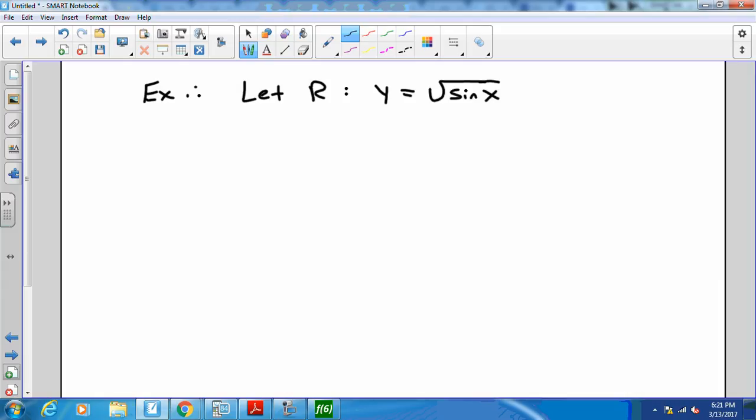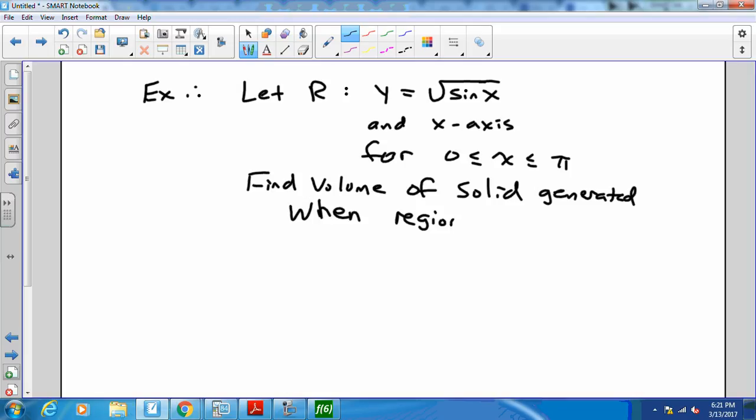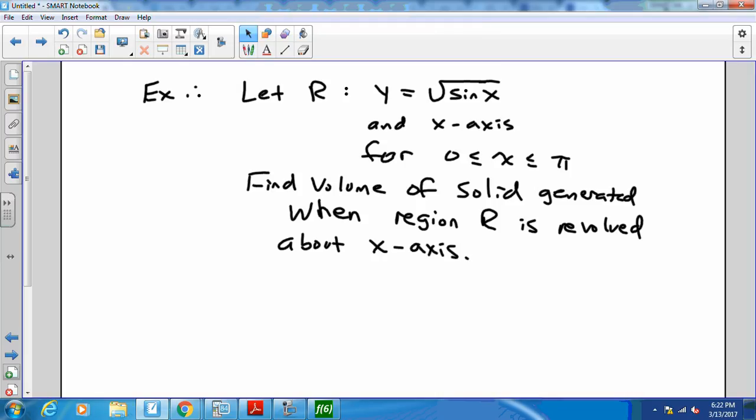Let R be the region defined by y equals the square root of sine x and the x-axis for x's between 0 and pi. Find the volume of the solid generated when the region R is revolved about the x-axis.